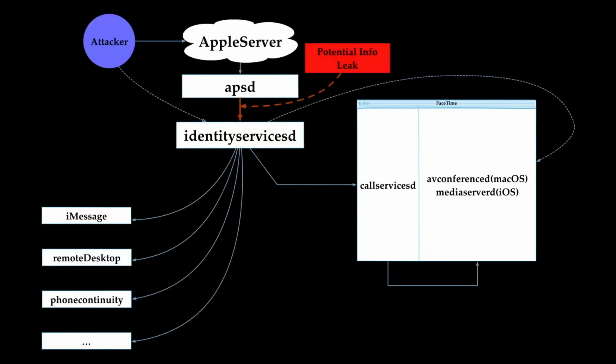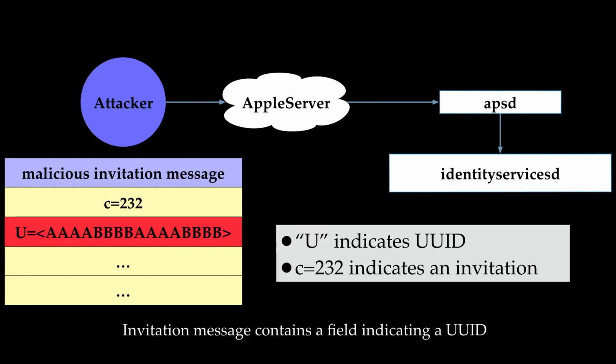Okay, next I'm going to show you some very interesting vulnerabilities. And the first one is a potential info leak on the zero-click attack surface, from APSD to identityservicesd. Why we call it a potential info leak, I will explain later. And the reason we noticed this issue is this.